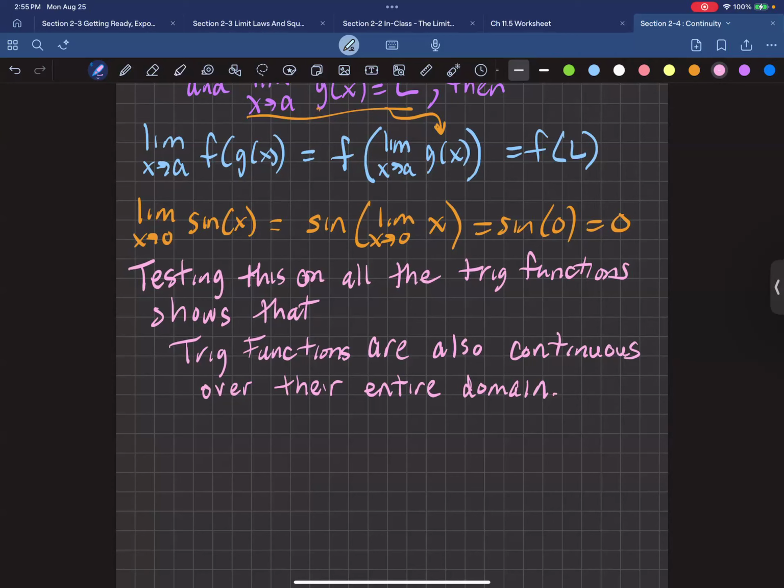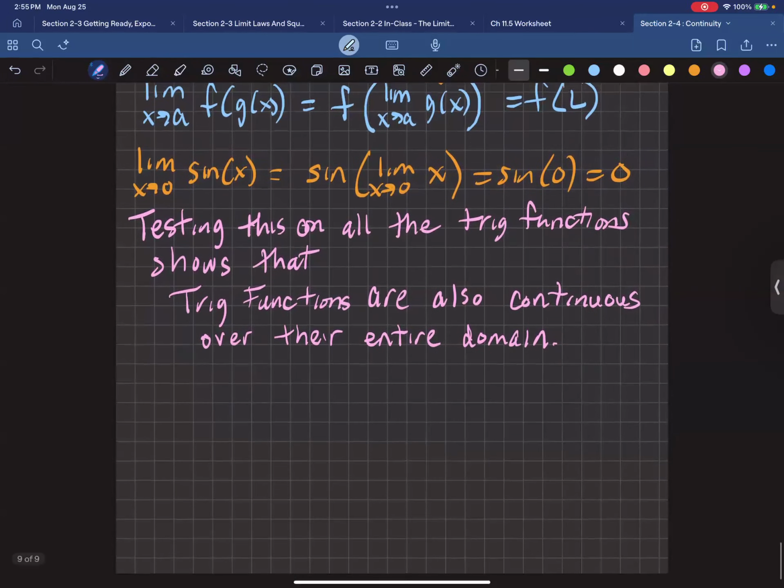All right, we got one more video. It's called the intermediate value theorem. I'll do it separately. It's kind of neat. Let me pause the video.